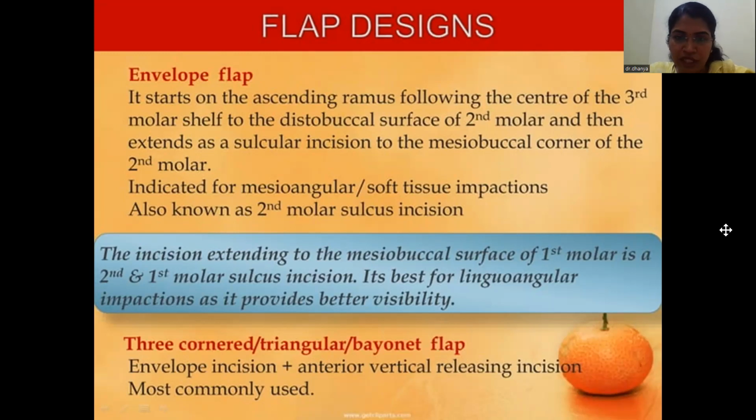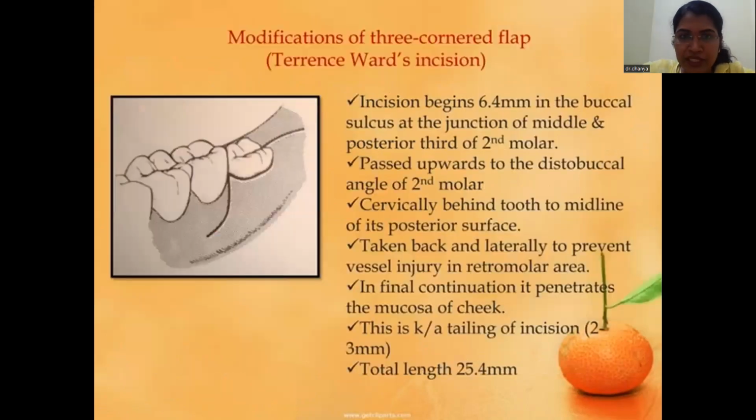The incision extending to the mucobuccal fold of the first molar is a second and first molar sulcus incision. It is best for linguoangular impactions, as it provides better visibility in those cases. Linguoangular, as in when the tooth is faced towards the lingual aspect. Then, for clear visibility, there is your triangular or bayonet flap, which is an envelope incision plus an anterior vertical releasing incision. When you give an anterior vertical releasing incision, it opens up like a triangle, which gives better accessibility to the site.